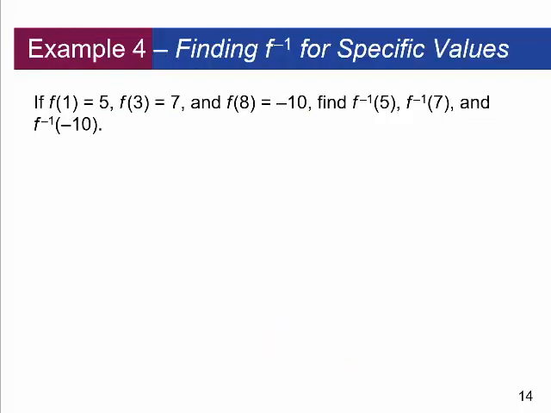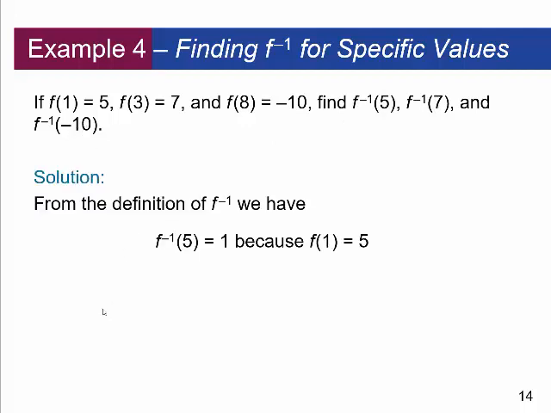All right, let's do an example. For specific values, if we have our function f of 1 is equal to 5, and f of 3 is equal to 7, and f of 8 is equal to negative 10, let's find f inverse of 5, f inverse of 7, and f inverse of negative 10.